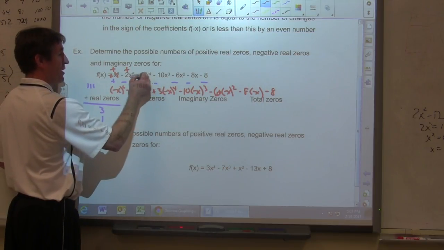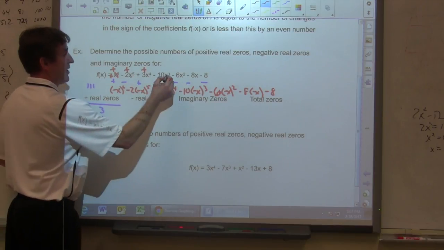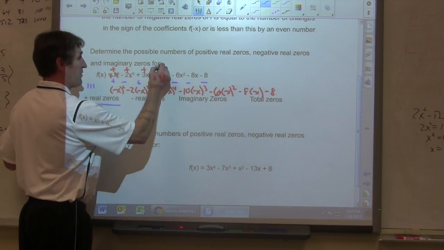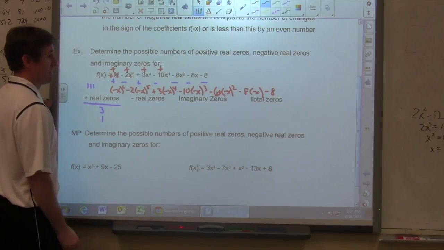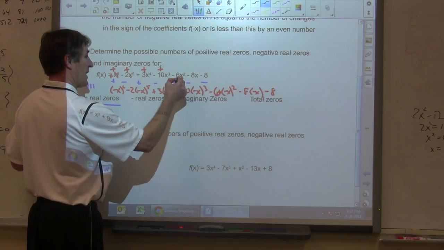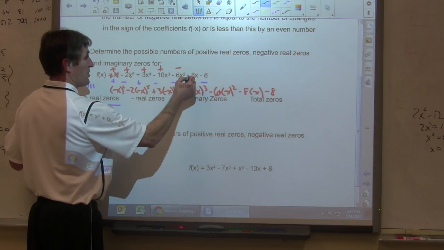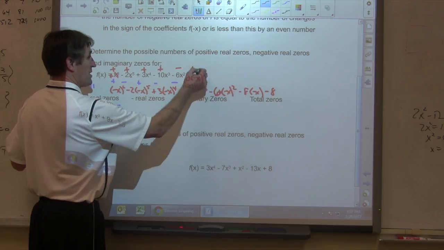Here, I have 4 here, none out front, so that's an even number, that's positive. Here I have 3 plus 1 out front, that's positive. Here I have 2 and 1 out front, so that's 3 negative signs, so that would be negative. Here I have 1 plus 1 in front, that's 2, so that's positive, negative.